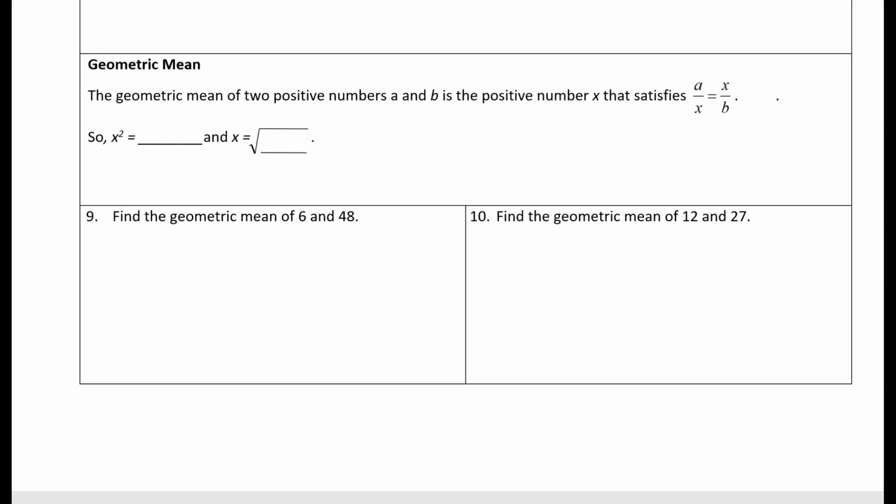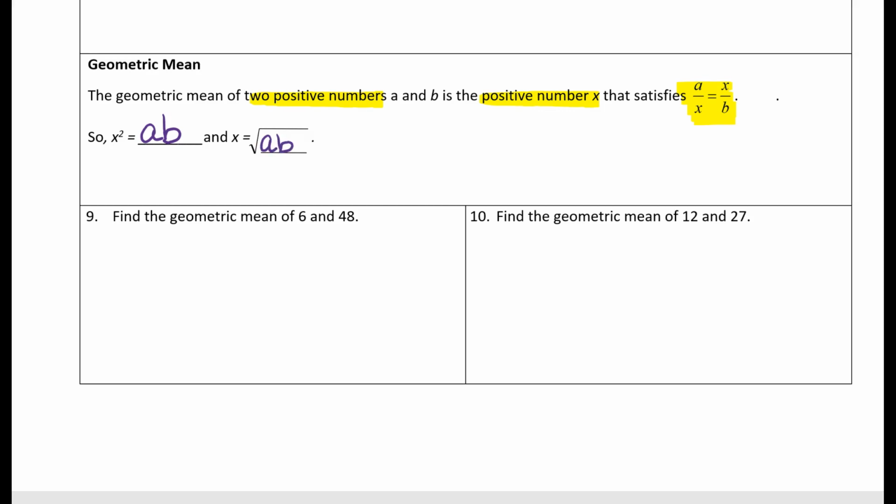It says the geometric mean of two positive numbers, keep in mind they must be positive, a and b, is the positive number x that satisfies this proportion. So as seen in the video, it is x squared equals a times b, and to solve that you would square root and you would get the square root of a times b.